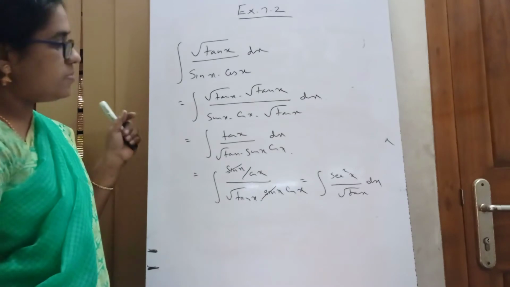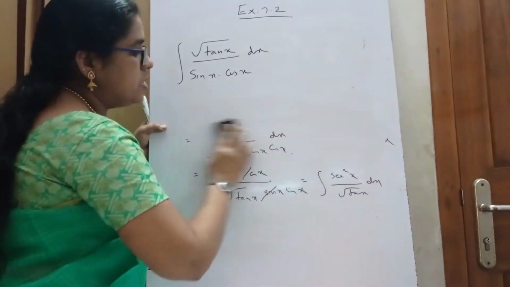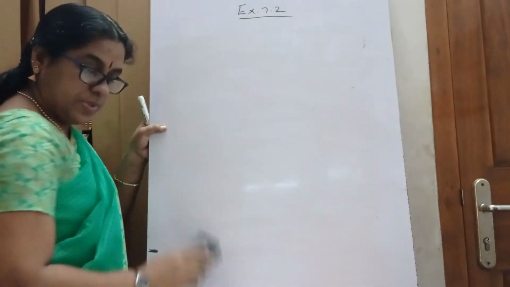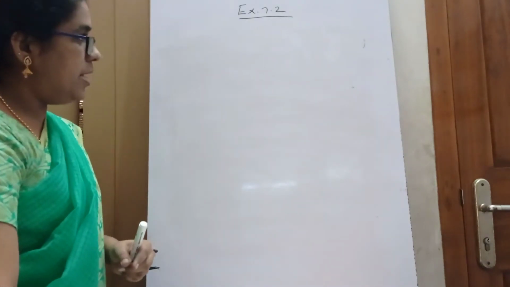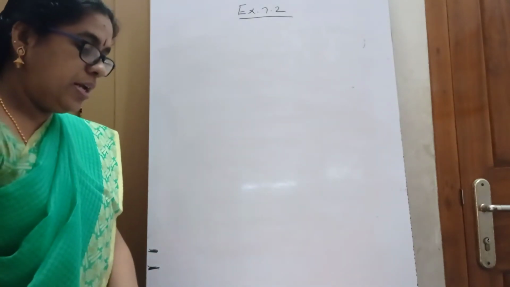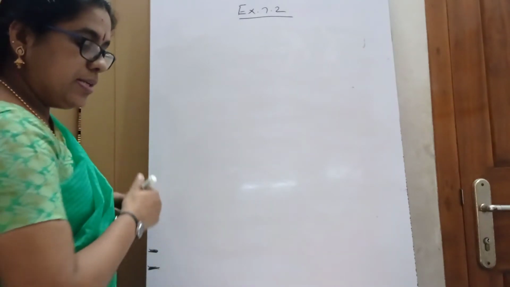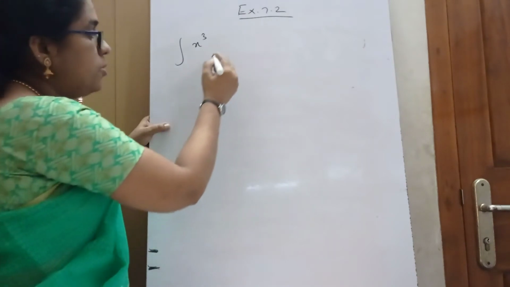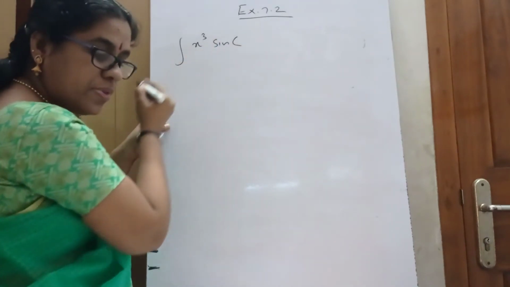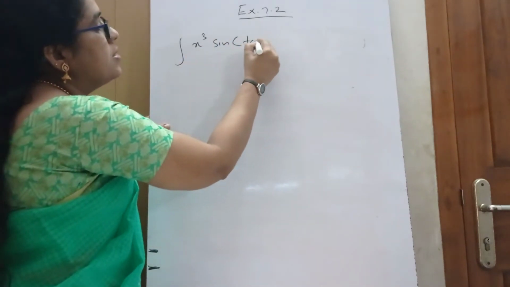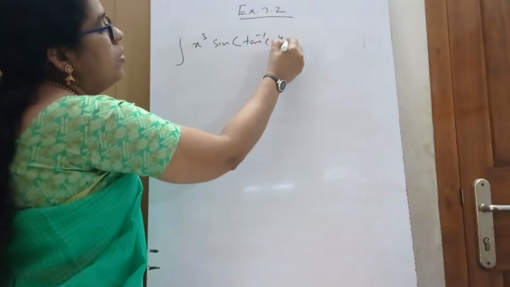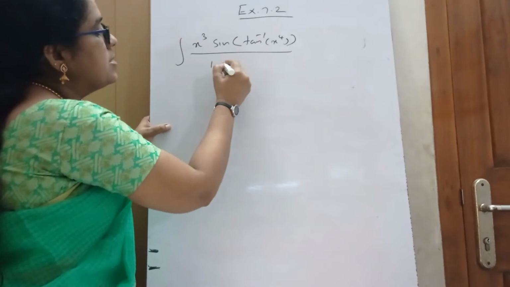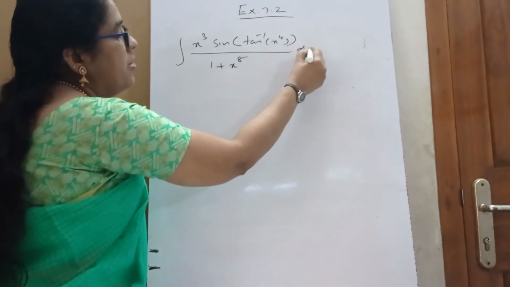Okay, next one: integral x cube into sine of tan inverse x raised to 4 divided by 1 plus x raised to 8 dx.